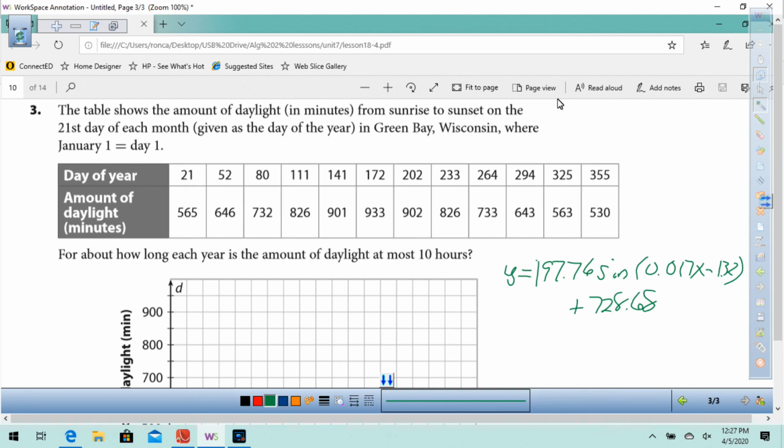Okay, for about how long each year is the minimum daylight at most 10 hours? Well, that would be 10 times 60, which would be 600 minutes. So we got 1, 2, 3, 4, 5, 6, 7, 8, 9, 9 months. Not too bad. Good job, folks. I hope you have a wonderful evening, and I'll see you later.